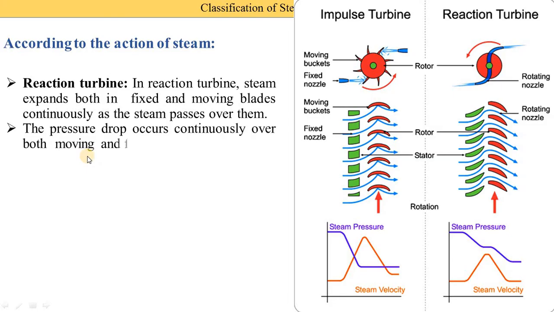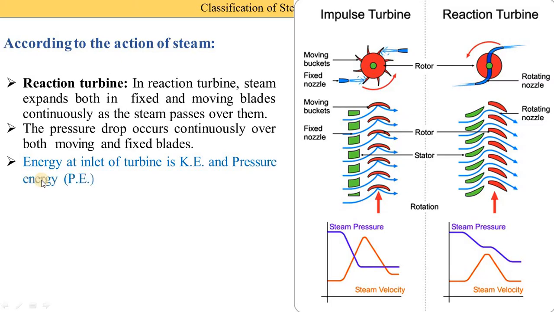The pressure drop occurs continuously over both the moving and the fixed blades, as you have already seen in this diagram. In the fixed blades the pressure is reduced, and this reducing line is for the moving blades. So in both the blades the pressure is reduced. The energy at the inlet of the turbine is kinetic and pressure energy. Here you can see the inlet of this turbine, which has both energies. In an impulse turbine, the steam has only kinetic energy at the inlet of the turbine, and the pressure is near atmospheric. In the reaction turbine, the steam has both kinetic and pressure energy.